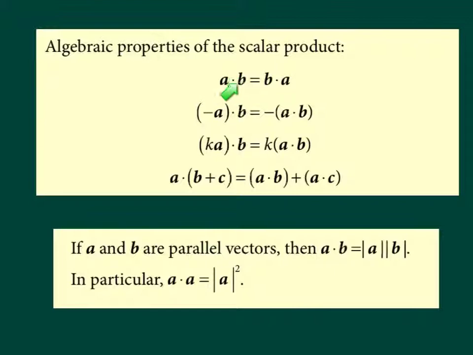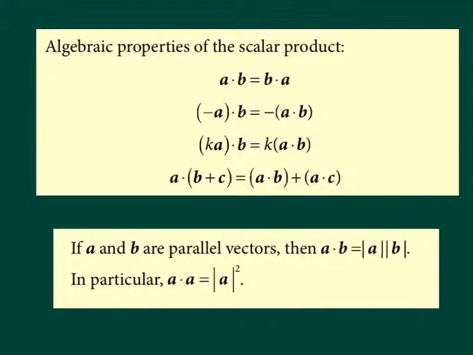We have our commutative property, a dot b equals b dot a. Same thing with multiplication. If we have the opposite of a dot b, that's the same as the opposite of a dot b. Same thing here, commutative property. If we have k times a dot b, that's the same as doing the dot product first, then multiplying by the scalar. Remember, dot product is just a number. And our distributive property also holds. A dot b plus c is the same as a dot b plus a dot c.